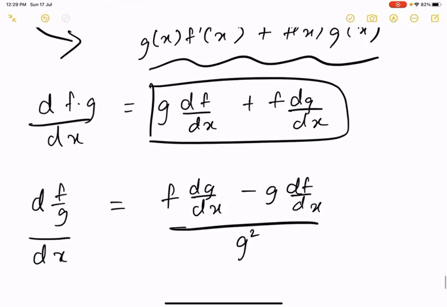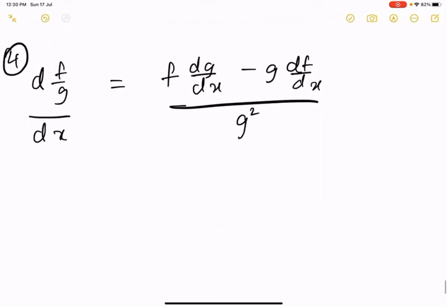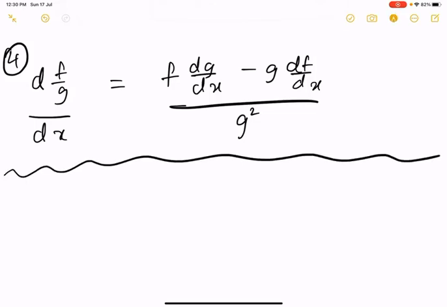So we will be using these rules. This is the fourth rule that we studied. We will be using these rules to solve problems. So let's take down some problems. So for example, first problem we'll use the addition rule. We can have cos x plus e raised to x.